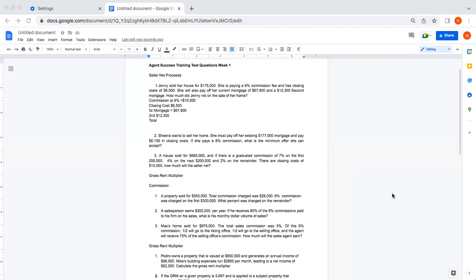And then you have the $6,500 closing costs, and then 67,900 on the first mortgage, and then another 12,300 on the second mortgage. That totals $97,200. That's not the answer, but that is what all of her expenses total before we can tell her what her net is for this question. It's $97,200 here. And I always like to double check, especially when I'm doing videos like this. So we have 10,500 plus 6,500 plus 67,900 plus 12,300 equals 97,200.